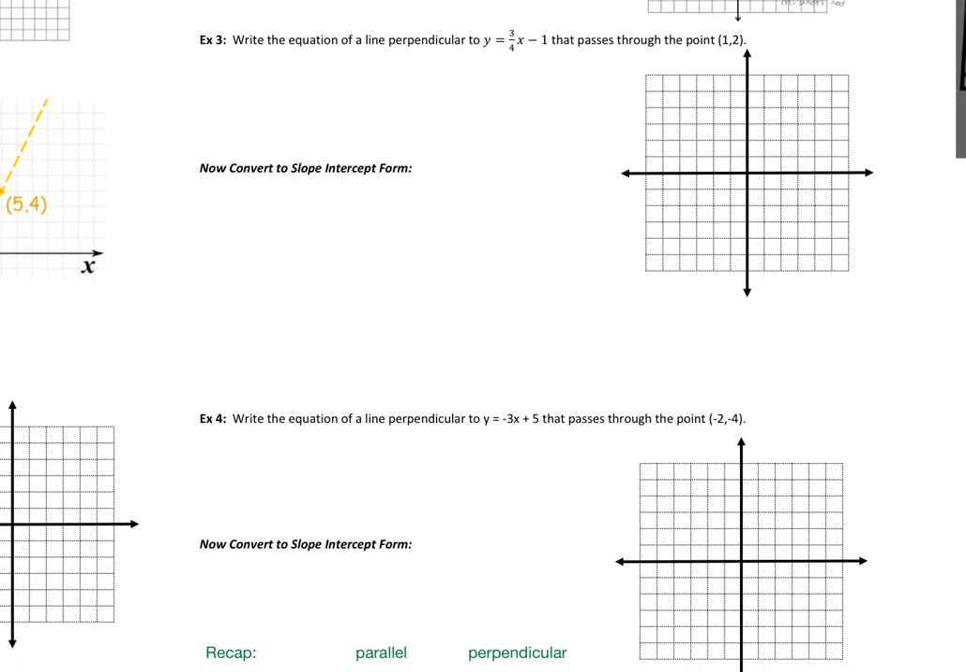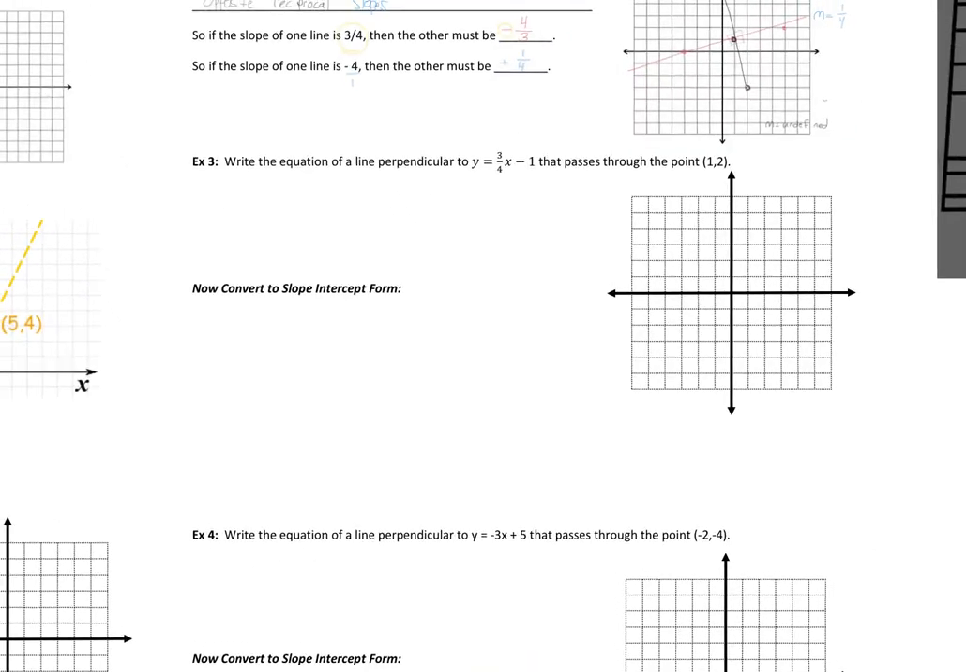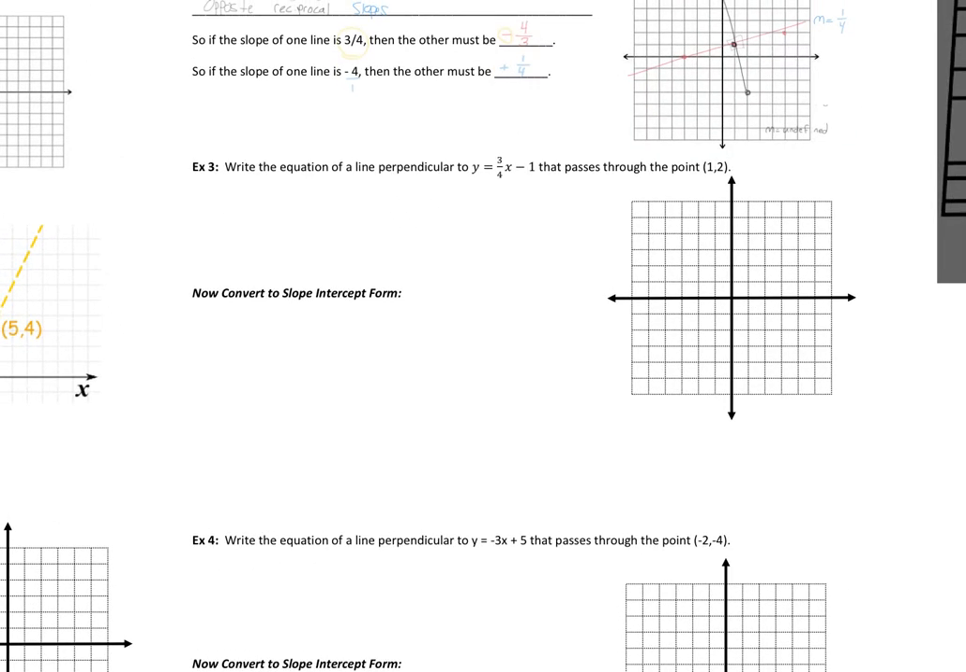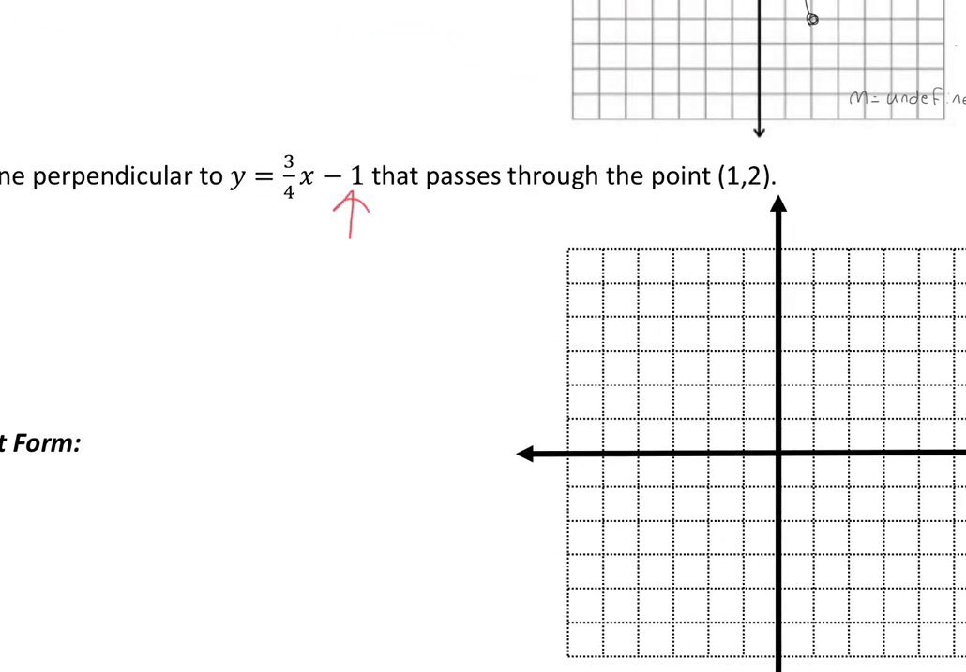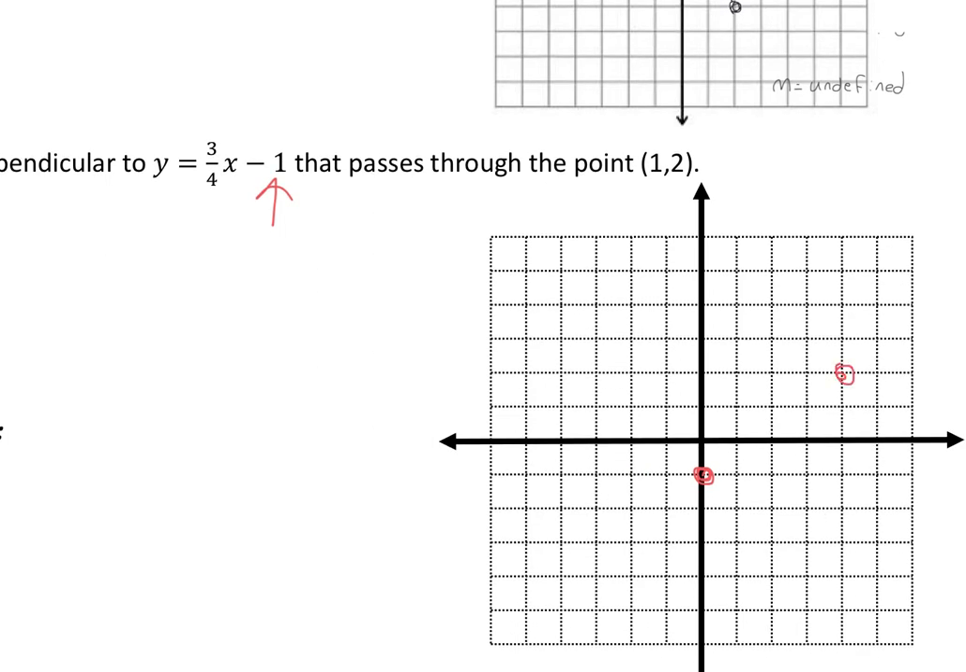So now this part here is going to be very similar to what we saw yesterday. We're going to write an equation of a line that's perpendicular to that. So let's graph that guy first. Y-intercept of -1, slope of up 3 to the right 4, or down 3 to the left 4.